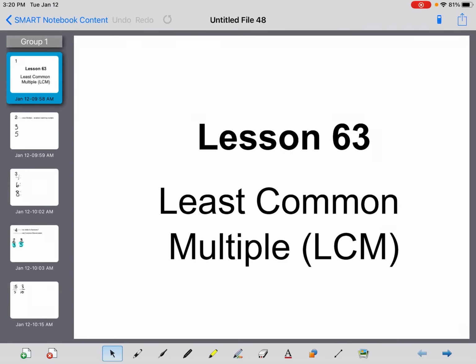Math lesson 63, least common multiple. So today we're going to be talking about least common multiple, or I'll probably shorten that most often to LCM. All right, so least common multiple.